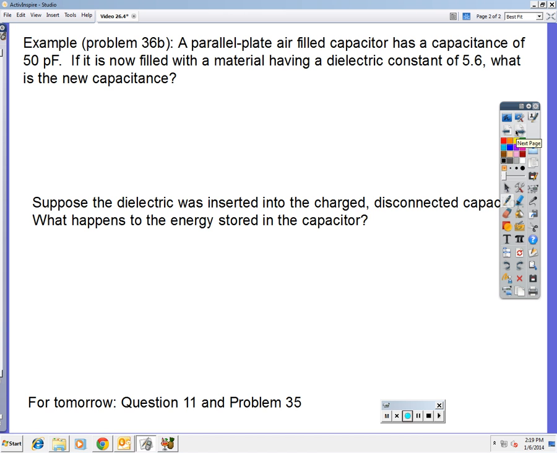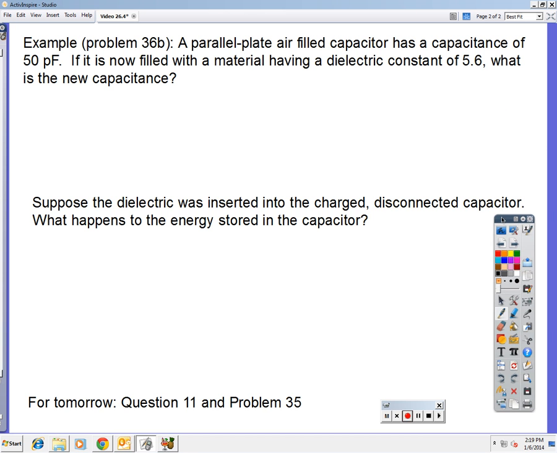And as an example, this is problem 36b. We've got a parallel plate capacitor that has a capacitance of 50 picofarads. Remember, pico means 10 to the minus 12. And now it's filled with a material that has a dielectric constant of 5.6. The question is, what is the new capacitance? Well, it's just 5.6 times 50 picofarads, which works out to be 280 picofarads. So that's very, very easy.